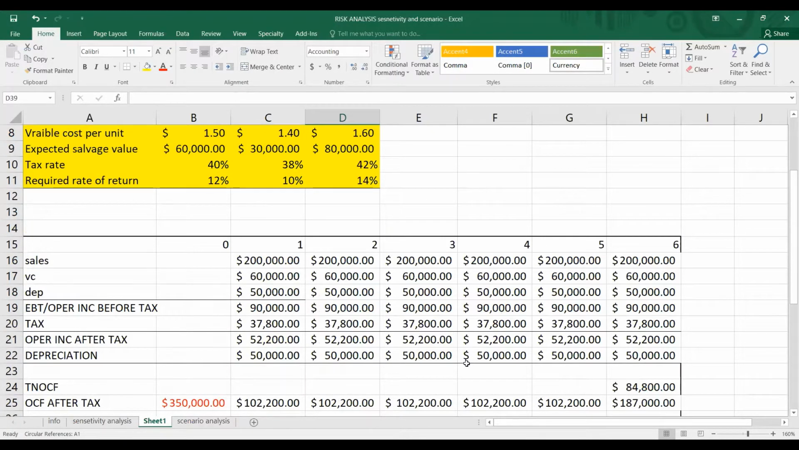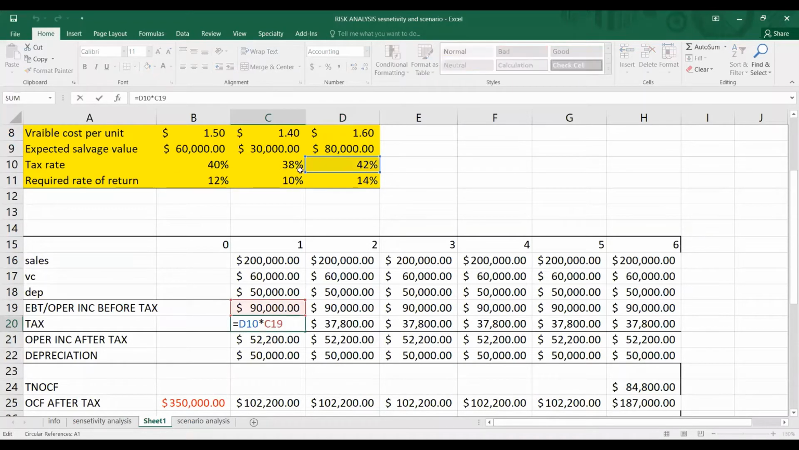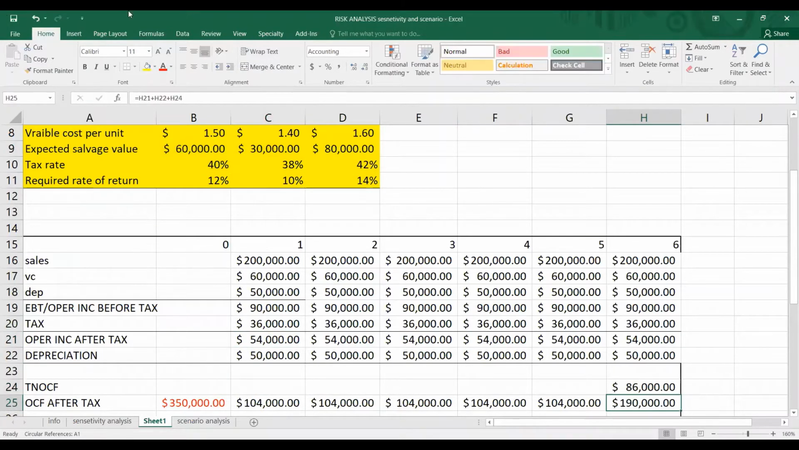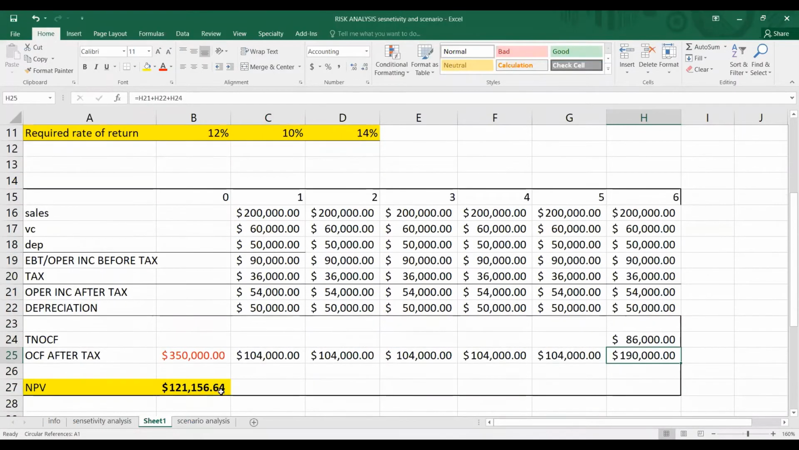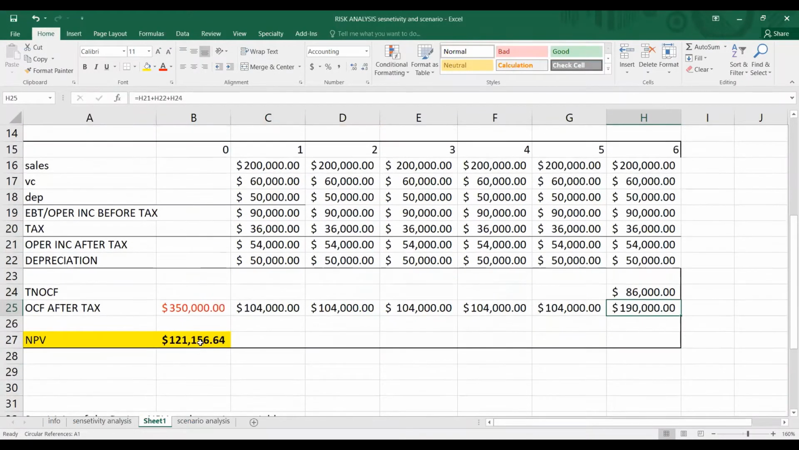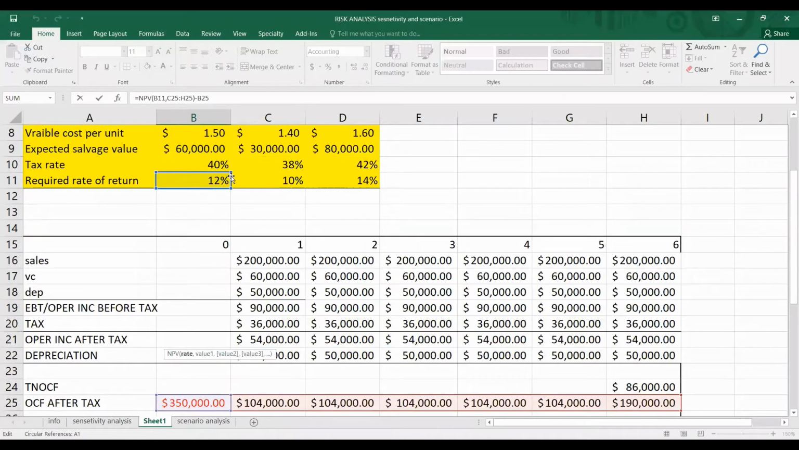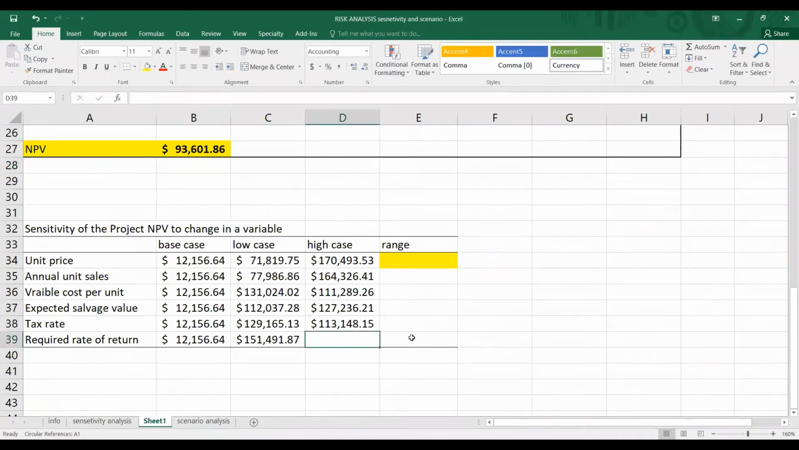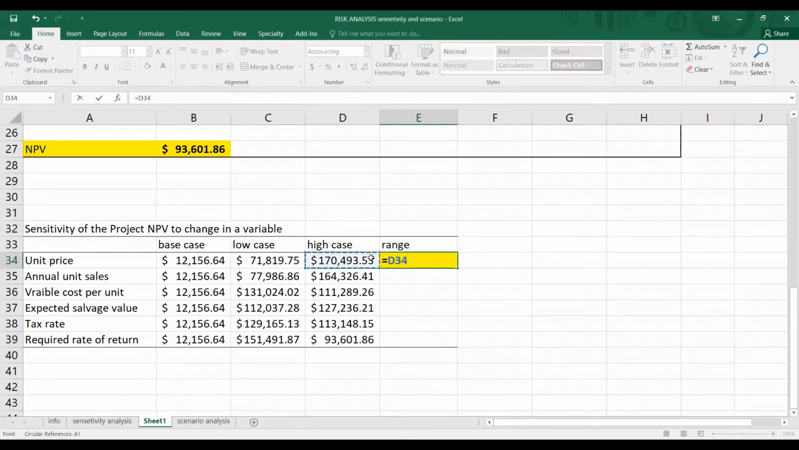And the last one I wanted to change is the required rate of return. I increase it to 14. And the range, high minus low, to see how much it changes.